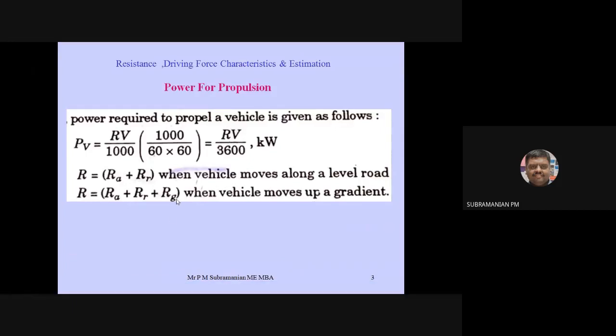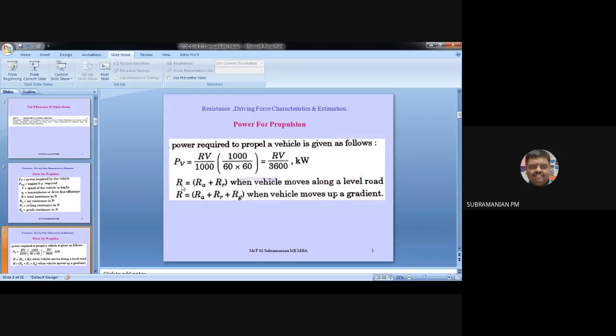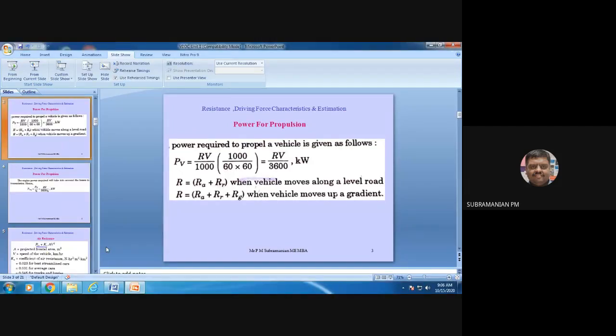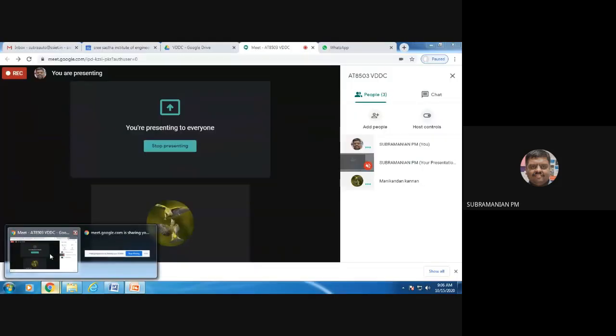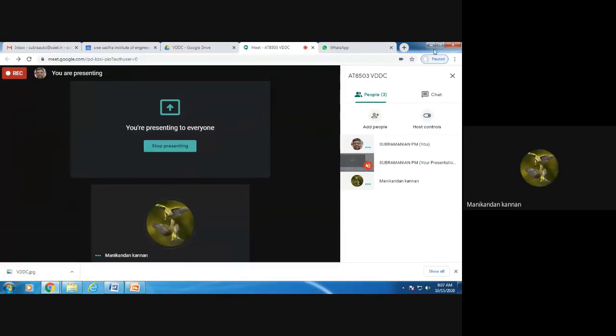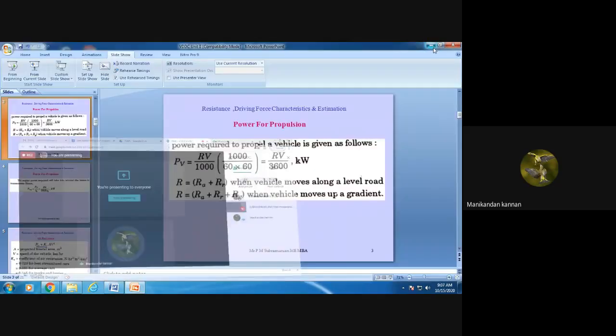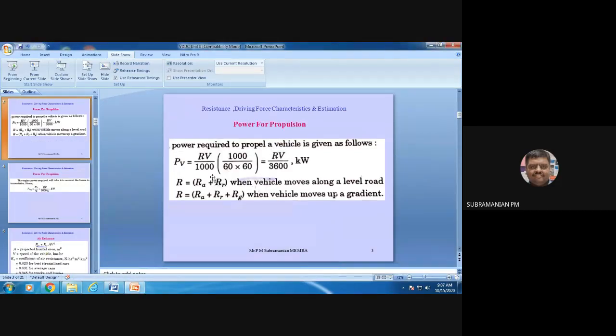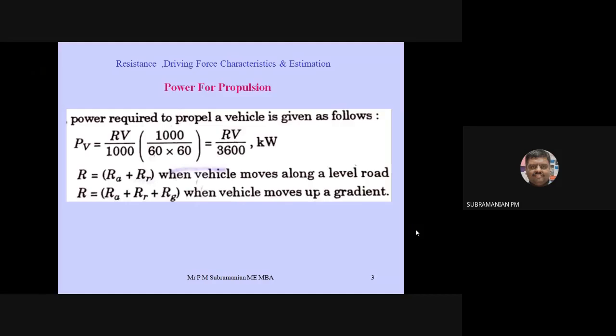What is the expression? Please note it down. You have a notebook, no? Note down this formula. Without writing, you will not be able to do the problem. Are you able to understand? Any doubts, you can ask. Take the notebook and write this formula, because without writing you can't understand anything.